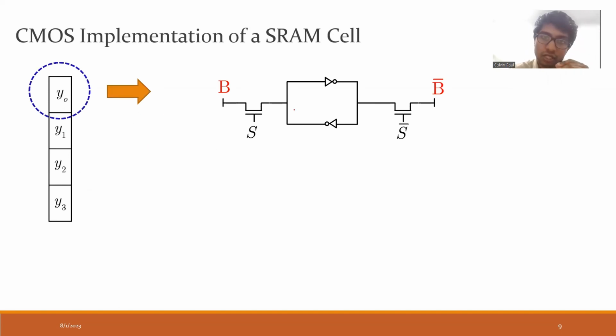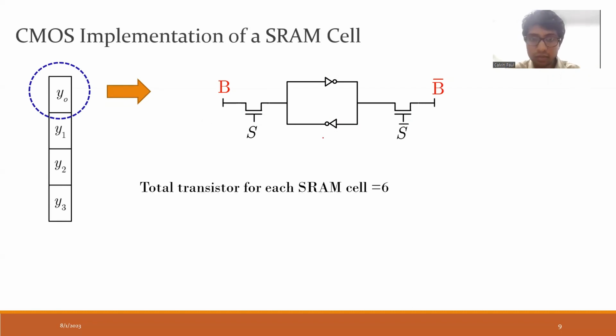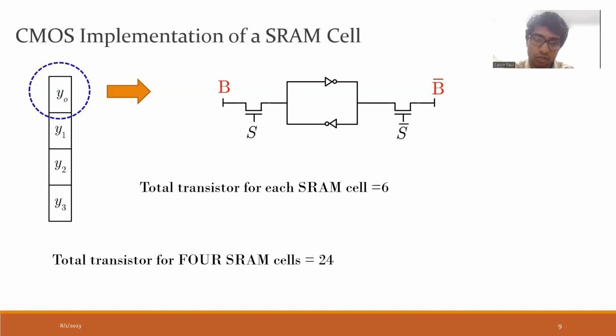So this is implemented using this setup. There's an NMOS transistor here, one more NMOS transistor here, and one NOT gate over here, and another NOT gate over here. So the total number of transistors required for this SRAM cell is 6. To store 1 bit of data, I require 6 transistors. Now because there are 4 SRAM cells, I require 24 transistors to implement this logic.